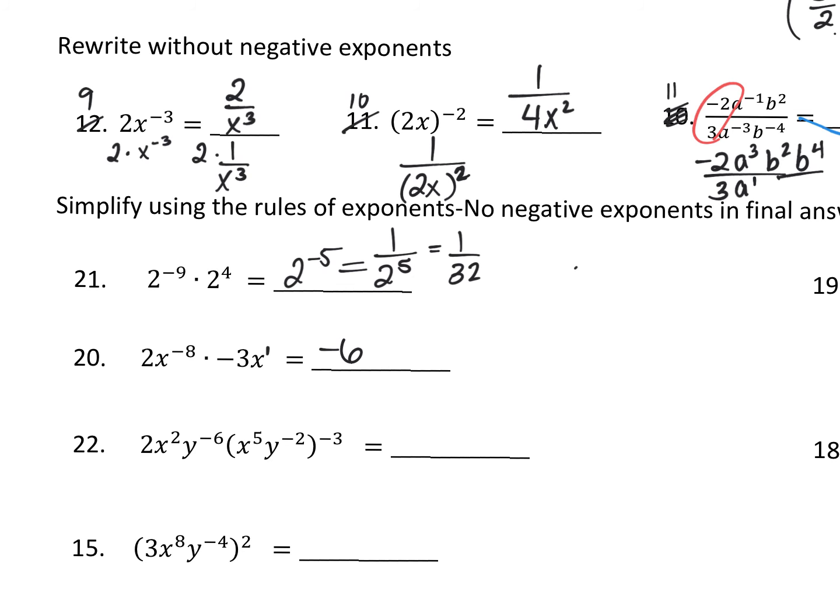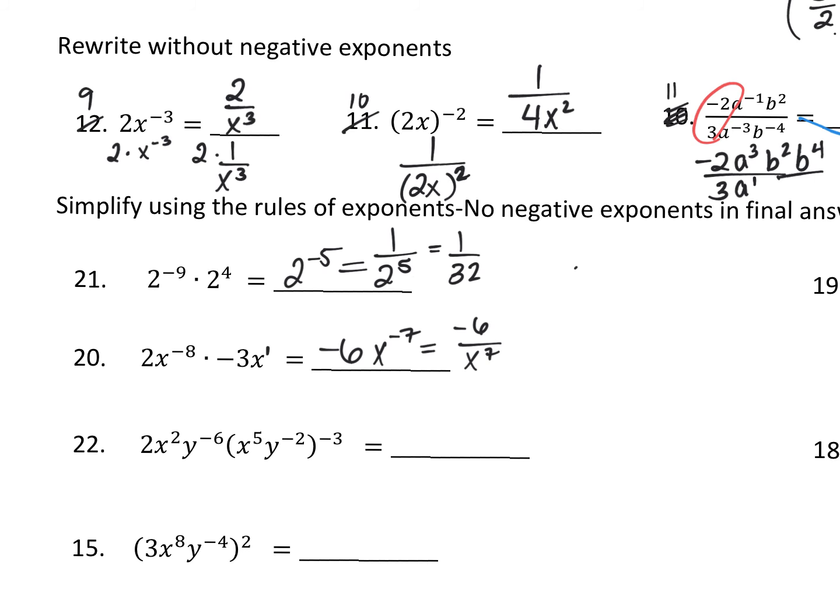And what's the exponent on that second x? Remember, it's a 1. So when I add my exponents, negative 8 plus 1, I get negative 7. So I get negative 6x to the negative 7th, and we never leave negative exponents in our answer. So that's going to become negative 6 over x to the positive 7.